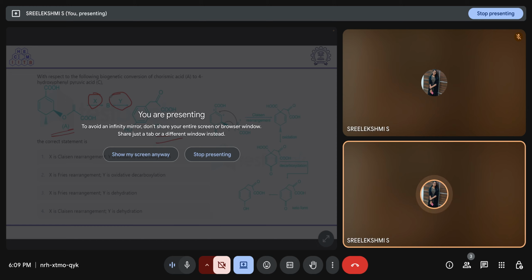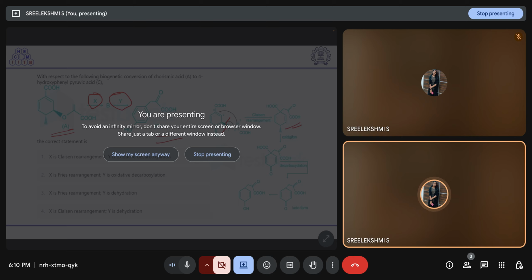Okay, so here the correct answer is that the first step, which we discussed, is a Claisen rearrangement. So here the numbering is also given. This is 1, 2, 3, and this is 1, 2, 3. So this bond is breaking and this bond is forming to get this compound. So the first is Claisen rearrangement.